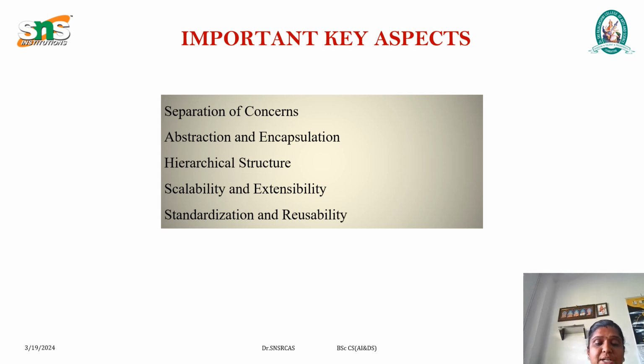Abstraction and encapsulation. Each layer in layered architecture encapsulates its functionality behind a well-defined interface, hiding implementation details from higher layers. Hierarchical structure. Layered architecture typically follows a hierarchical structure with layers arranged in a top-down fashion, from presentation at the top to data at the bottom. Scalability and extensibility. Layered architecture supports scalability and extensibility by allowing individual layers to evolve independently. Similarly, layers can be scaled horizontally or vertically to handle increased workload and accommodate changes in the requirements.